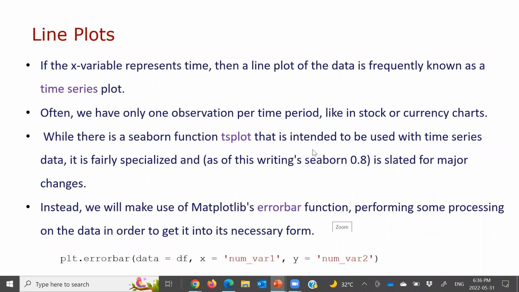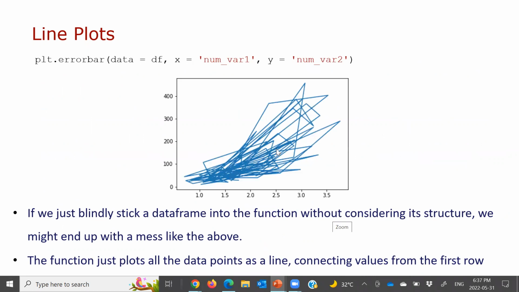And how do we do this? We do it with something called error bar. This error bar is going to take the data, the X, and the Y. And when we do this, as you can see here, what do I have? I have a disaster.